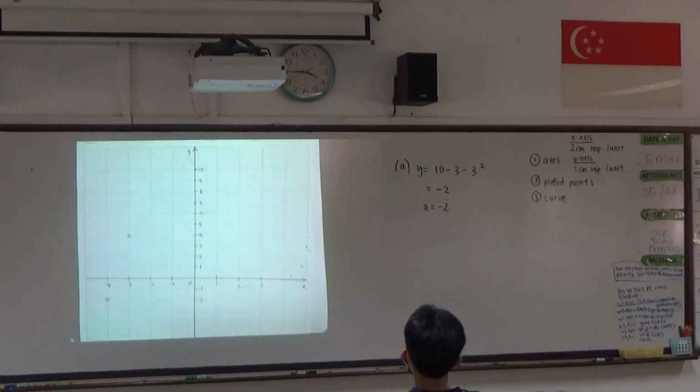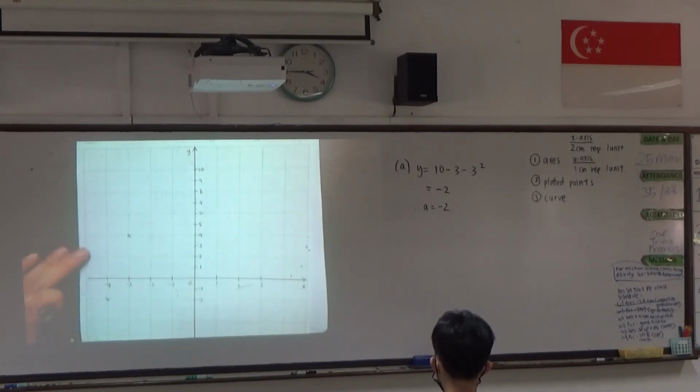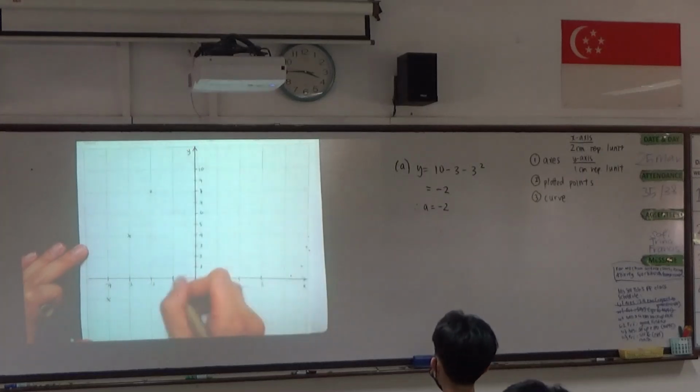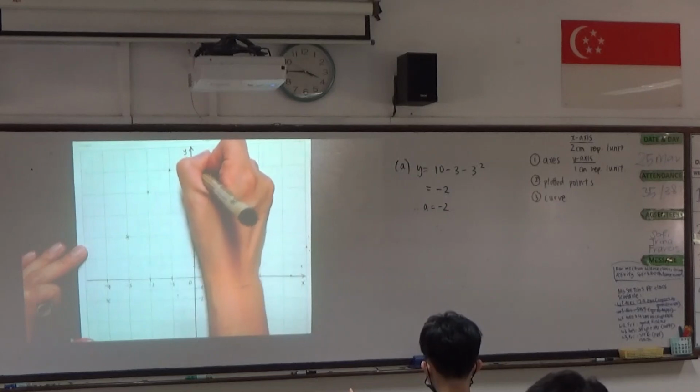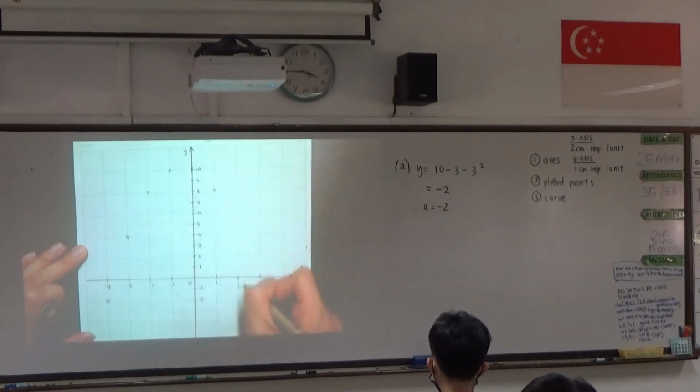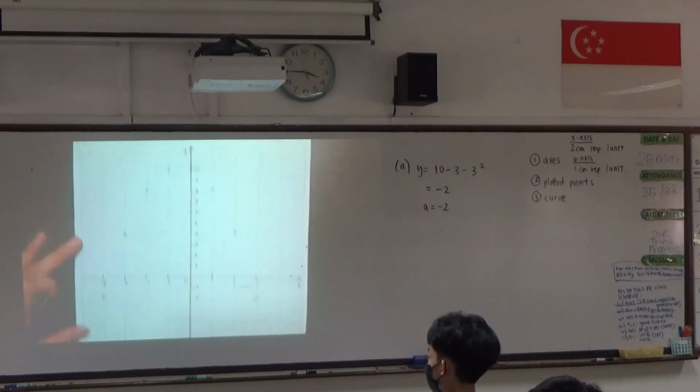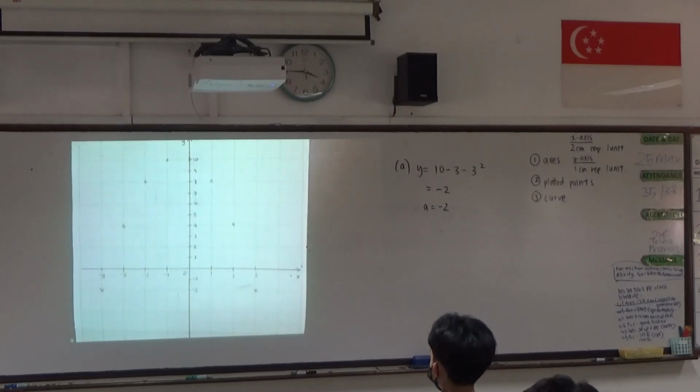Let me plot the points up. Let me plot it. Negative 2 and 8. Negative 1 and 10. 0 and 10, 1 and 8, 2 and 4, 3 and negative 2. So this is how your graph looks like.